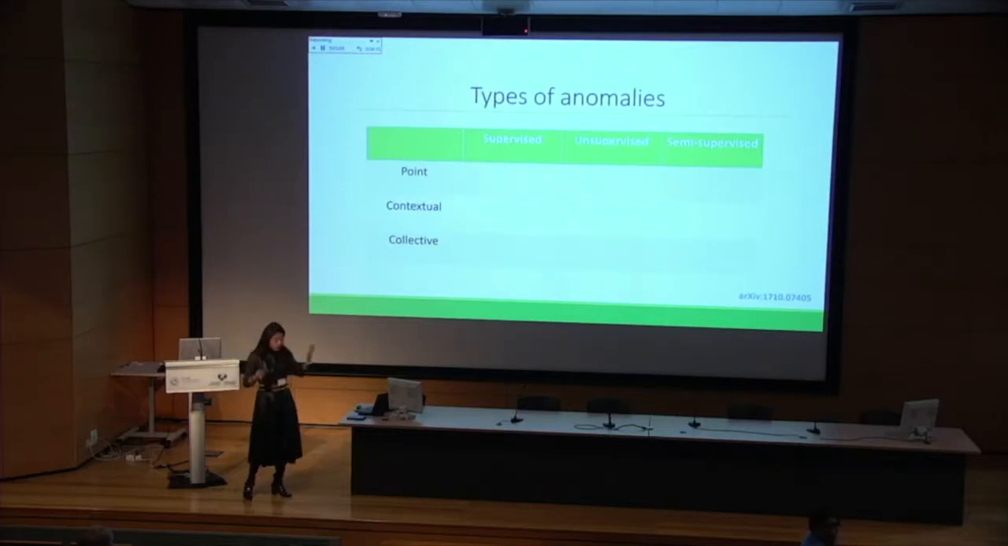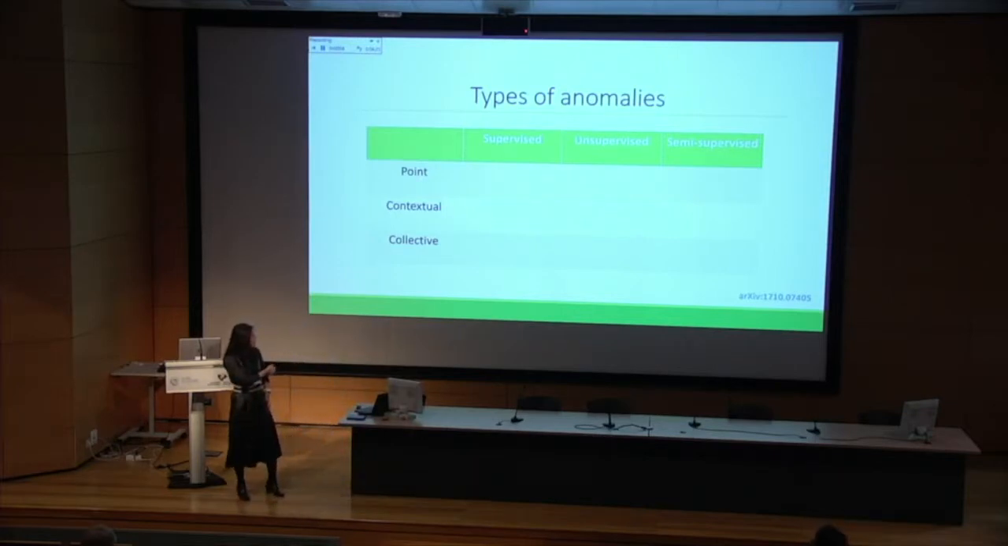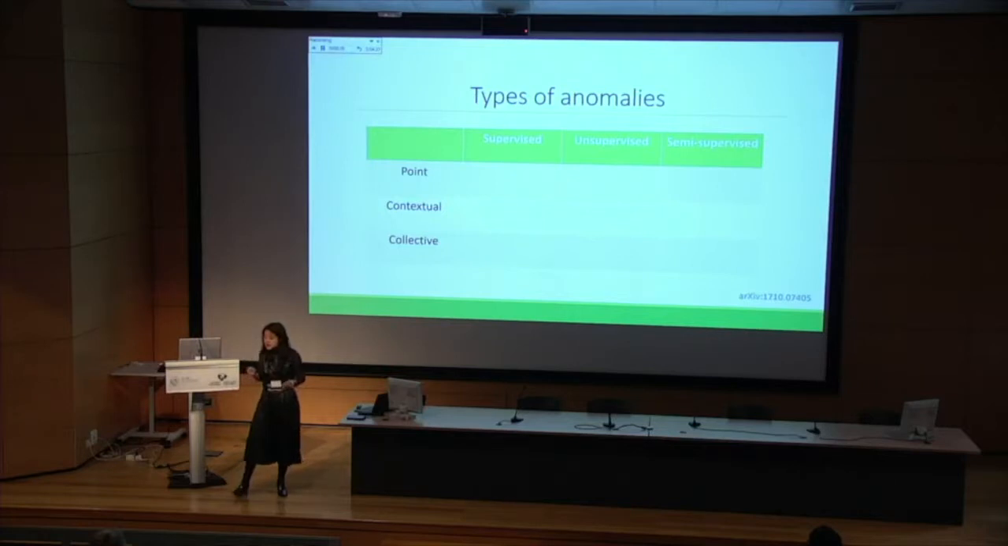Okay, so why are there so many different types of machine learning algorithms? There are different types of anomalies, and the general classes are point anomalies, contextual anomalies, and collective anomalies, and different situations in which you might find anomalies. And in this case, you need supervised, unsupervised, and semi-supervised learning. And I'll go through these briefly in turn.